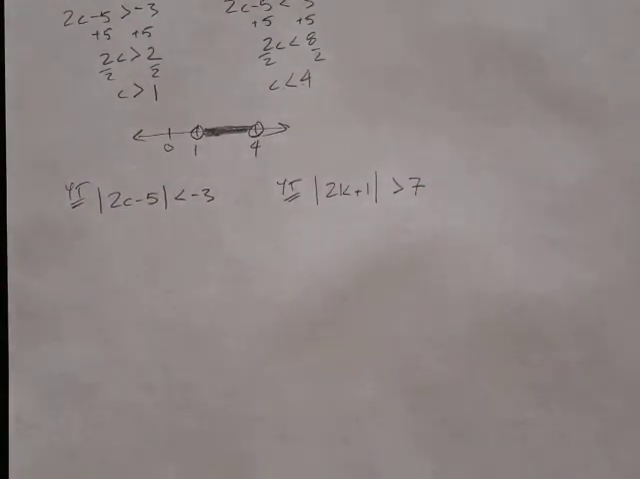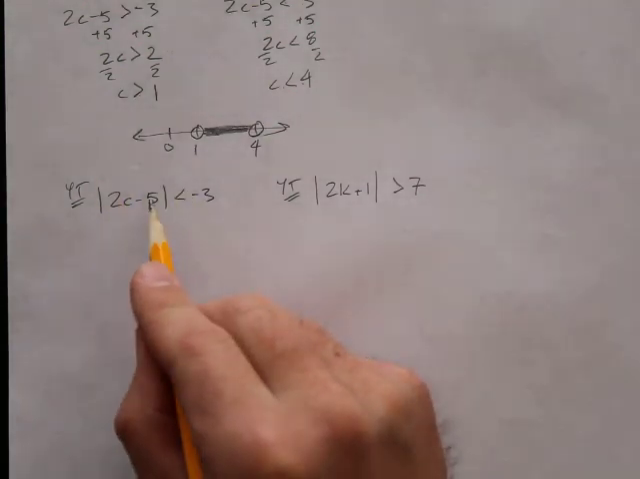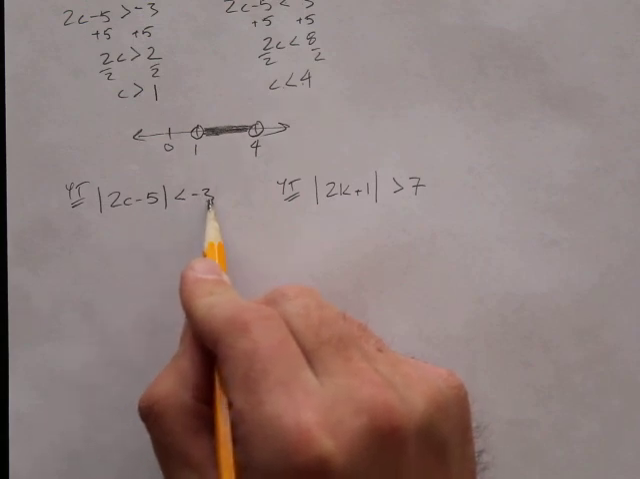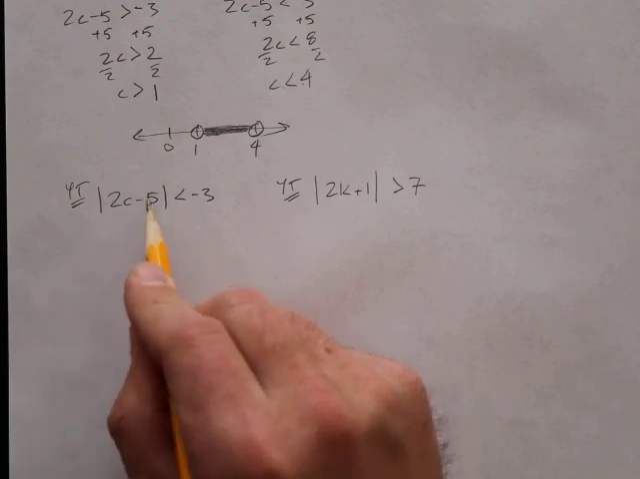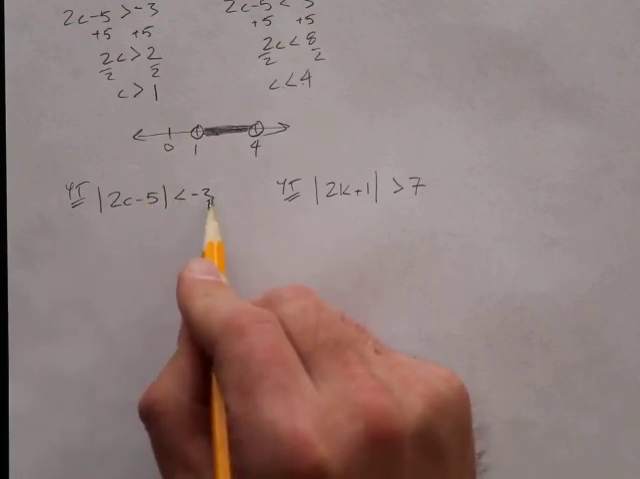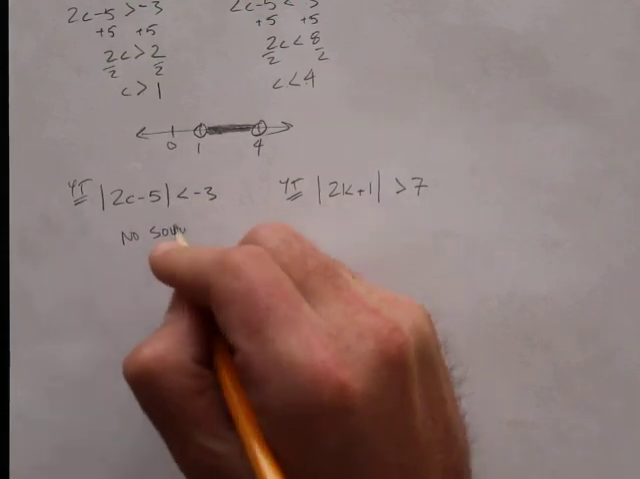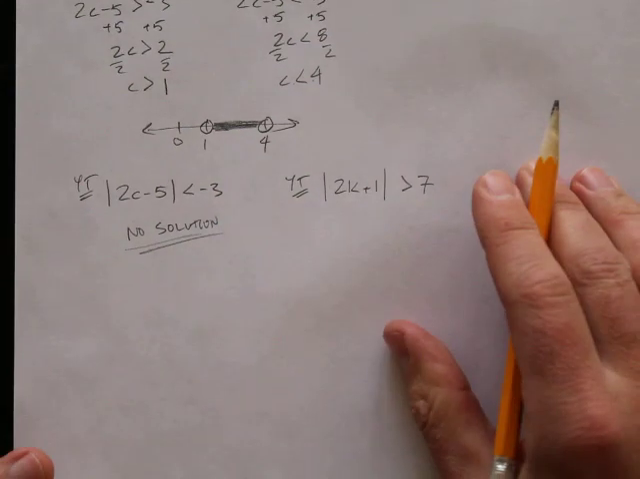Okay, go ahead and do these two, and these are the last ones to do for this section. Go. All right, let's look at this one first here on the left. This number is less than negative 3. Oh no, I cannot have an absolute value of anything that's going to be less than a negative number. So this one, no solution. Hopefully you caught that one.